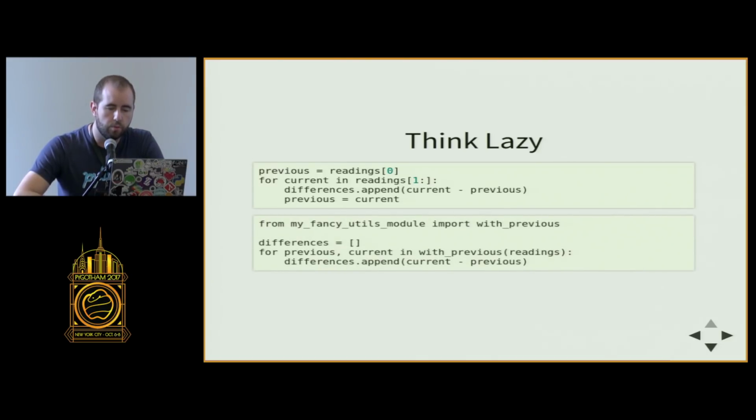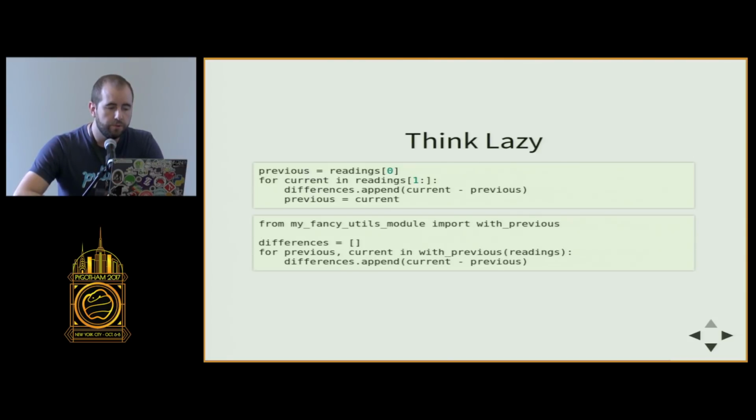This is the same code, but we're using a generator function. Now, I made this generator function up. My fancy utils module doesn't actually exist. If it did, and it had a with_previous function in it, we could imagine "for previous, current in with_previous", which would allow us to grab the previous value as well as the current one as we loop.